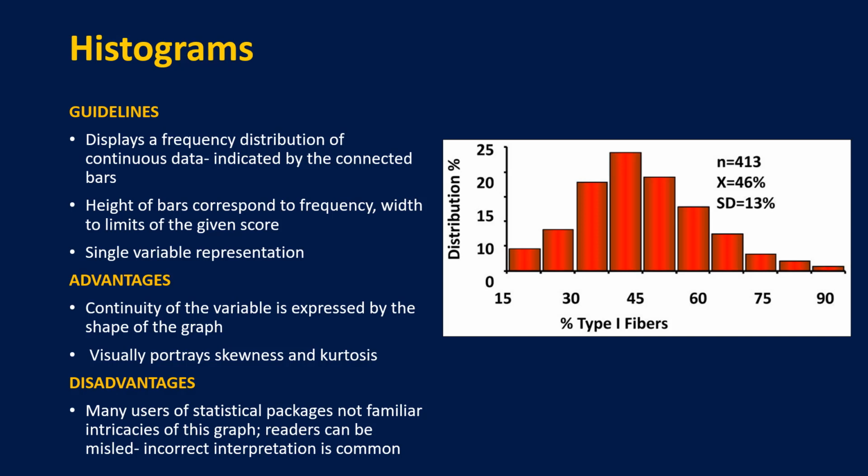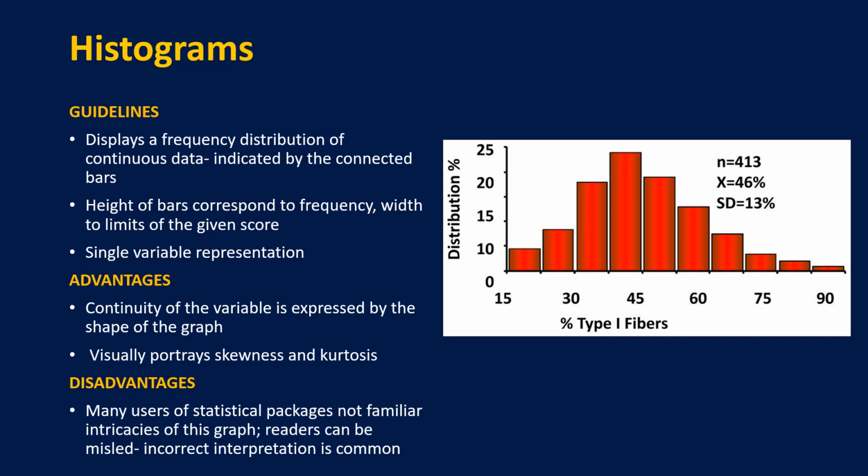The height of the bars is the frequency. So in this case, the frequency is denoted by the distribution of percentage of fiber types. The taller the bar, the higher. And what you're trying to see is, is the data normally distributed? Do you get the bell-shaped curve response? And we're fairly close here on a bell-shaped curve.